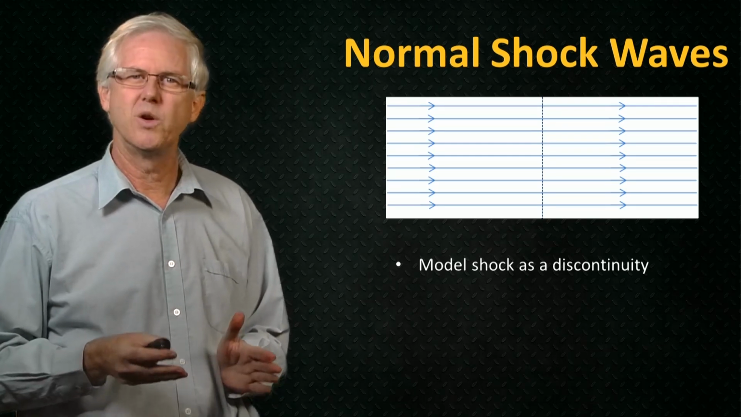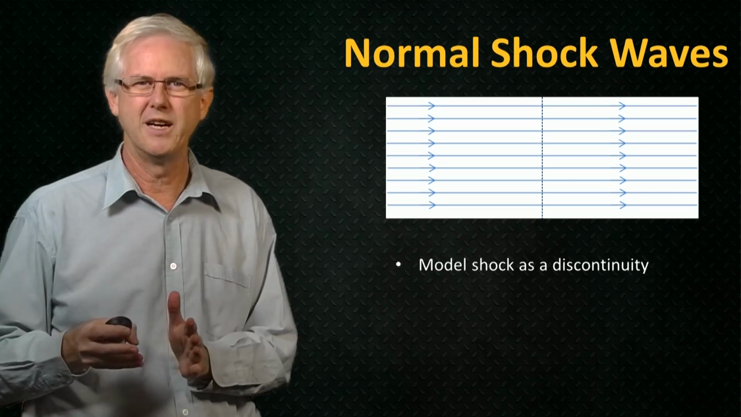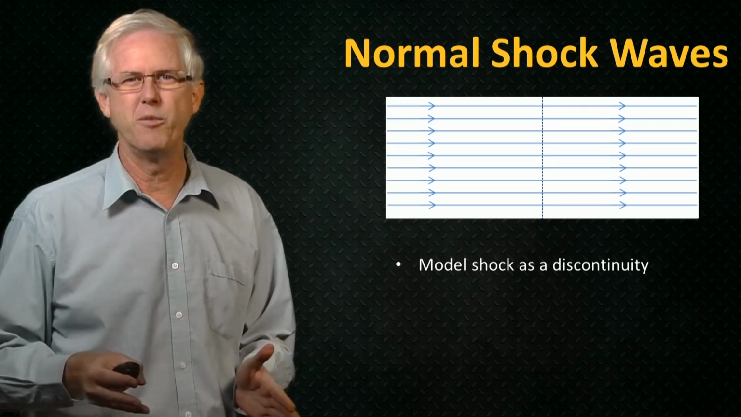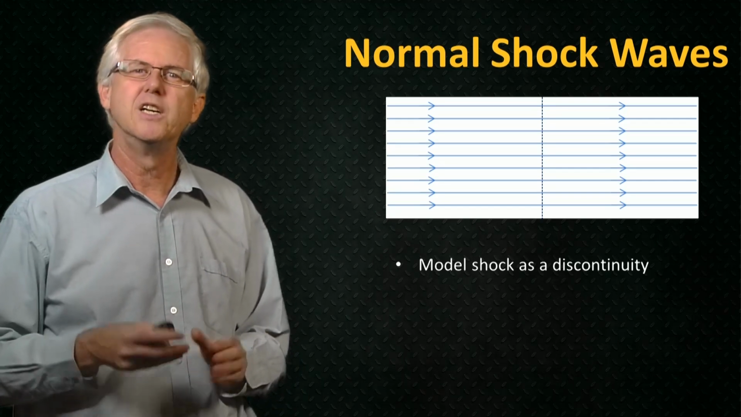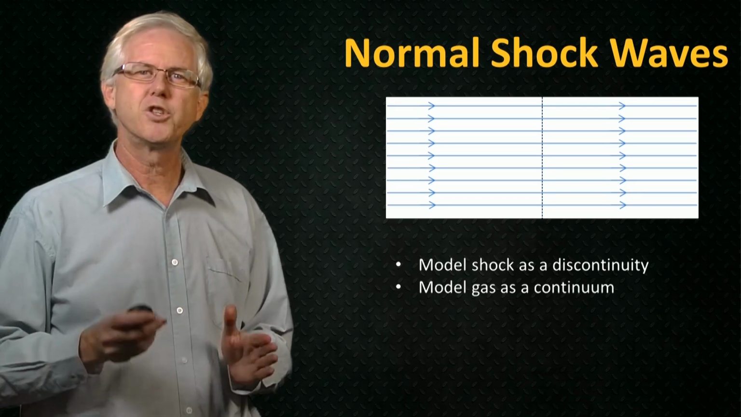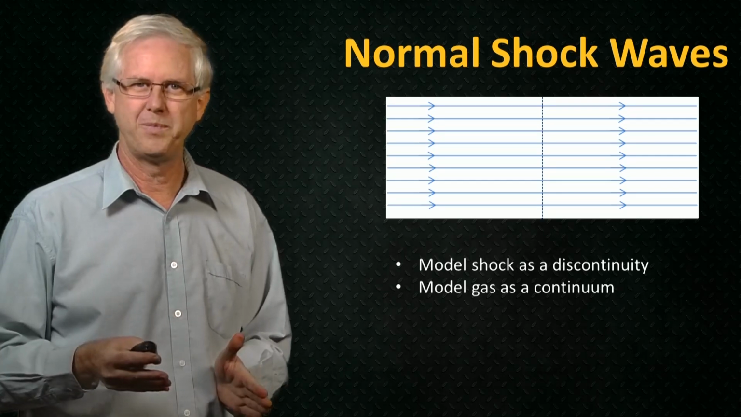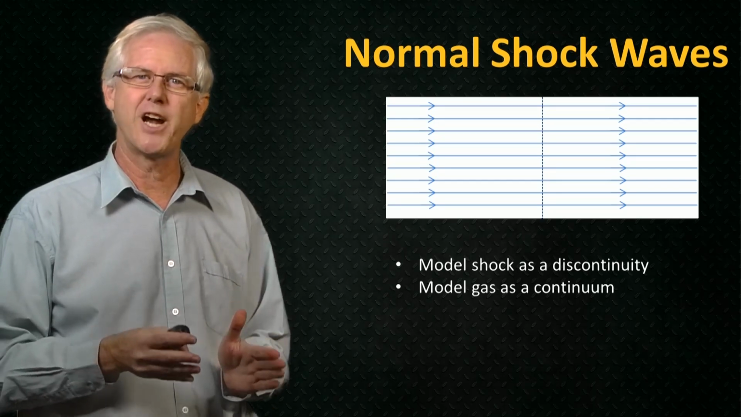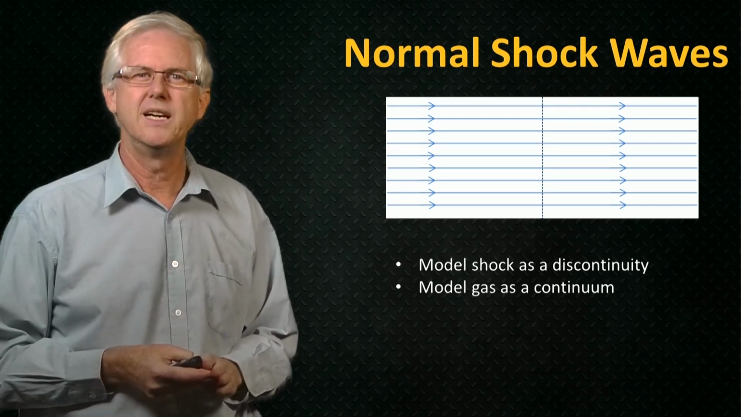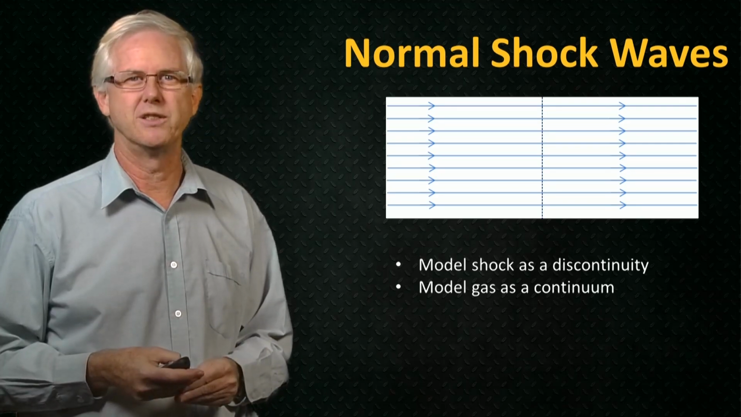In our analysis, we'll not take into account how the properties change through the shock wave, but we'll conserve mass, momentum and energy and make a few more assumptions about the gas to find the conditions downstream of the shock. We'll assume that the gas on either side of a shock wave is a continuum and that the properties of the gas change instantaneously as it passes through a shock wave. This is an approximation, but a very good one in many situations.